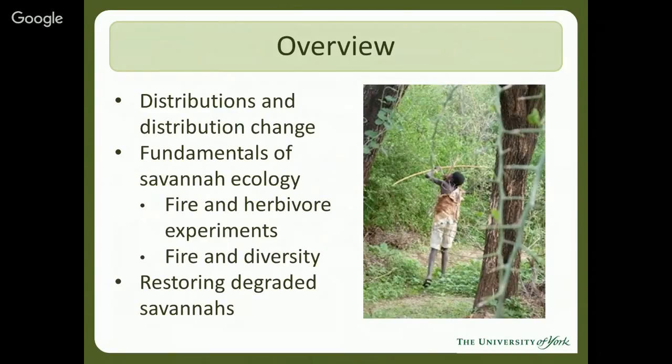I'm actually interested in distributions, and the distributions of species, why they're not everywhere. So that's where we're going to start, since that's what took me to Africa in the first place. And I'm then going to say that you can't understand those distributions in Africa without understanding some of the fundamentals of savanna ecology. I'm going to describe some of the experiments that we're doing at the moment in Tanzania and elsewhere. And then I'm going to finish just by showing that we can not only restore forests, but we can also start restoring degraded savannas. And that's a new project that we're just kicking off in Tanzania at the moment.